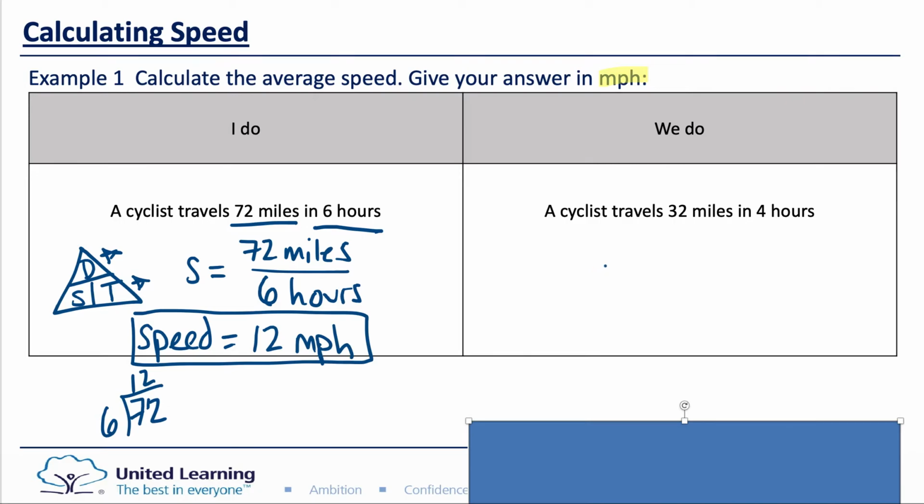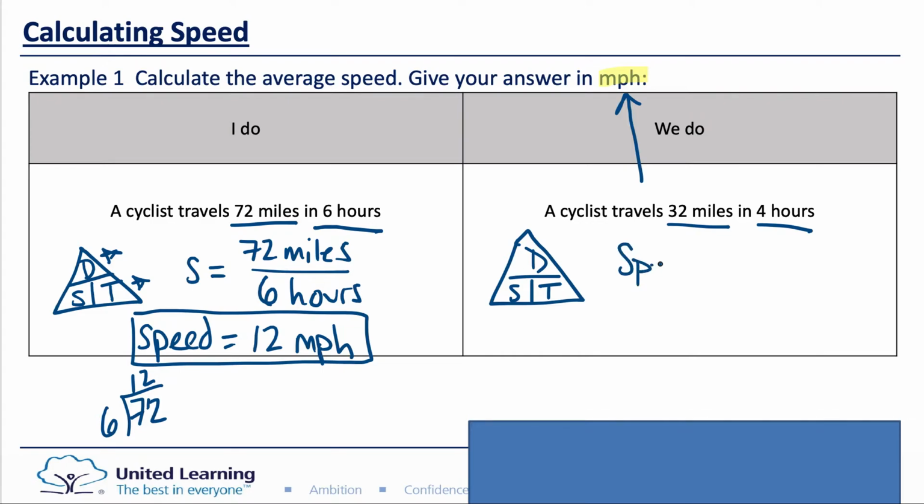Okay, let's take a look and see how we did. So for this one, a cyclist travels 32 miles in 4 hours. So again, hopefully you redrew that triangle so we can identify which parts we need. Speed is distance divided by time. Again, we've been given distance in miles and time is in hours. So therefore, look, we can go ahead and apply it right away since nothing needs to be converted.